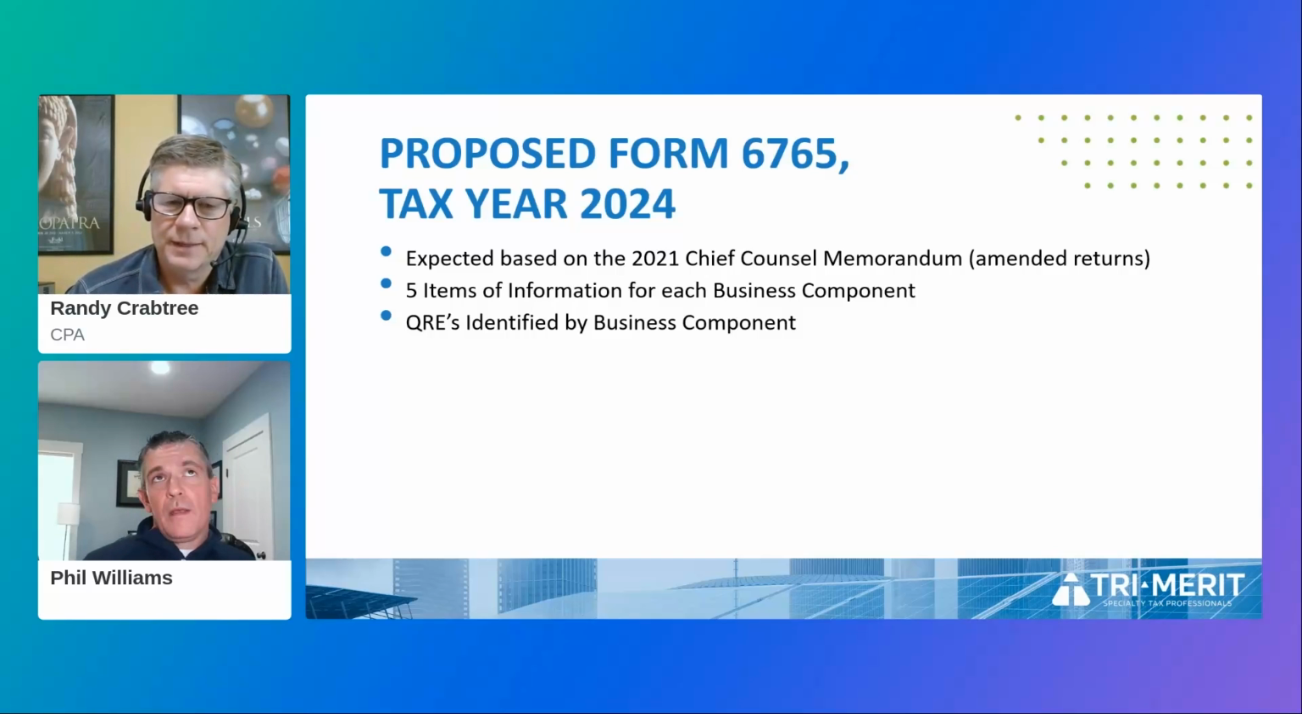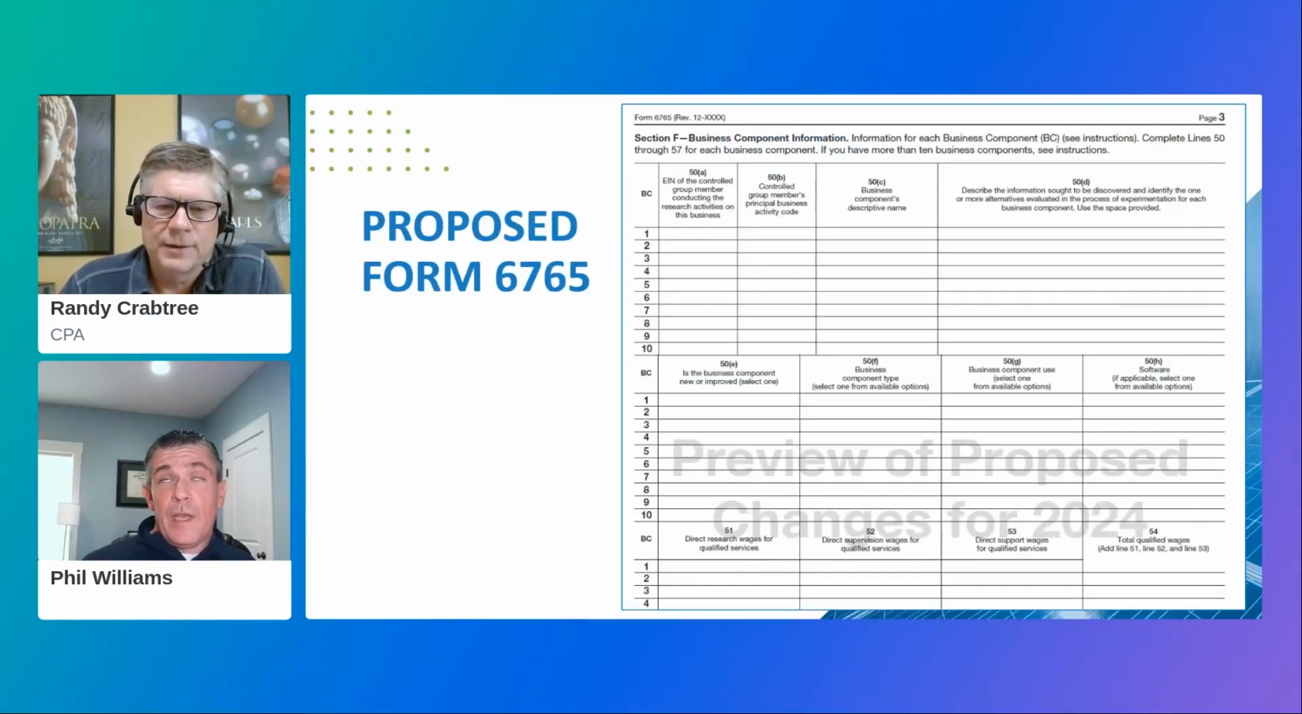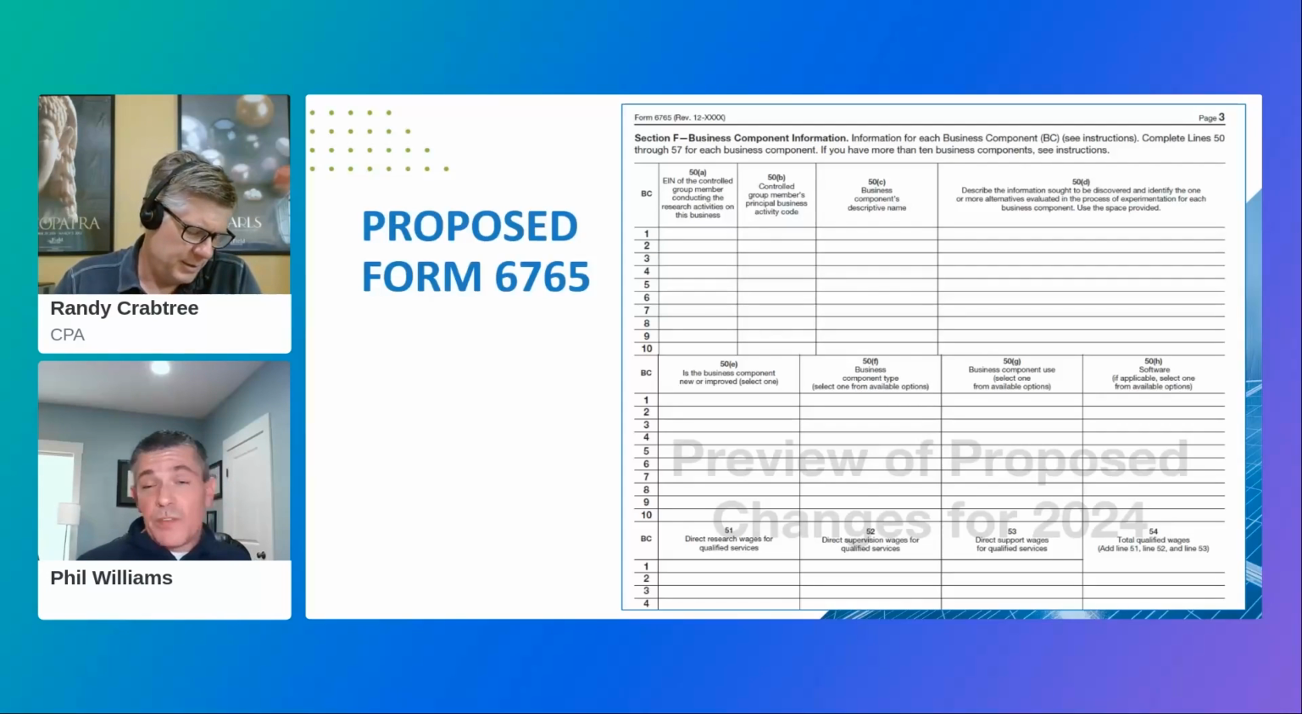Back in September or October of 2021, the IRS Chief Counsel put out a memorandum that said, for all amended claims for the R&D credit, beginning a couple of months after that memo came out, they were going to need 5 additional items of information. So backtrack to that point: in order to make an amended R&D credit claim, it was really simple.